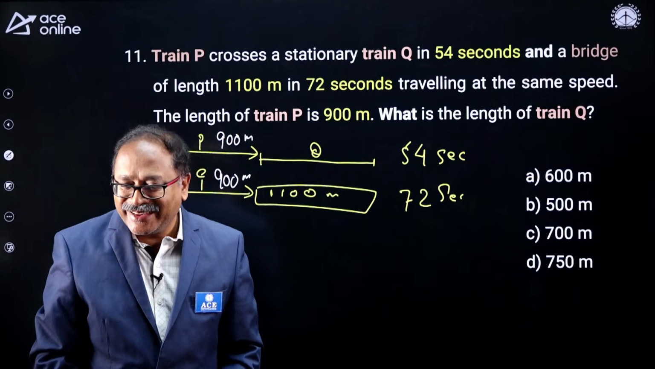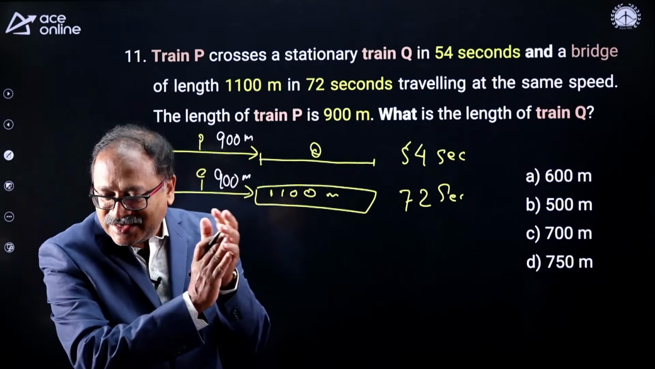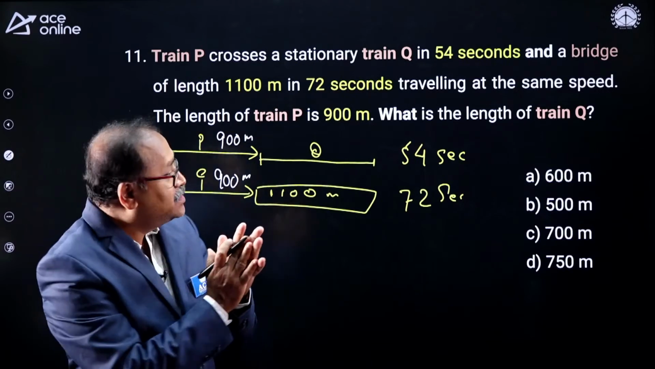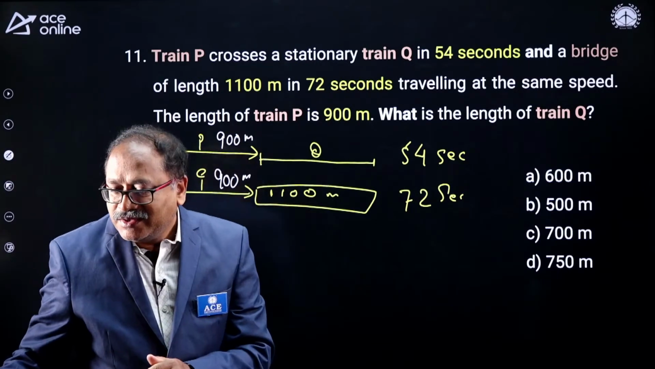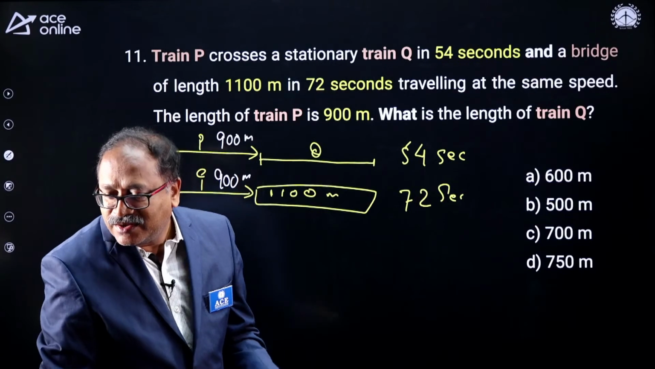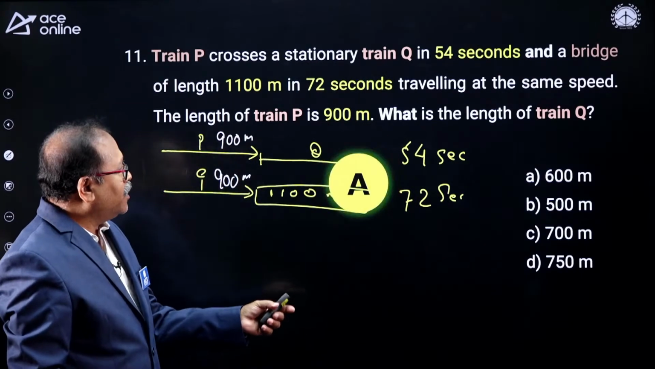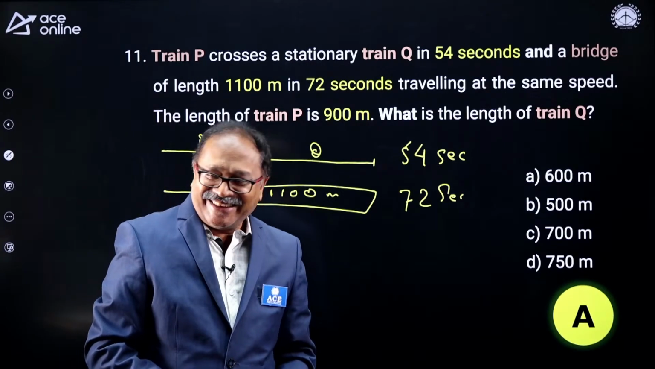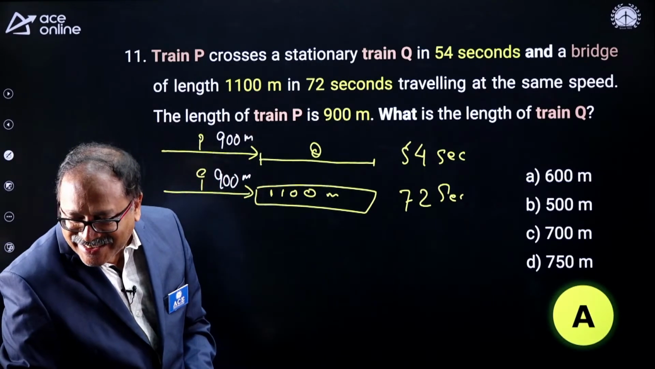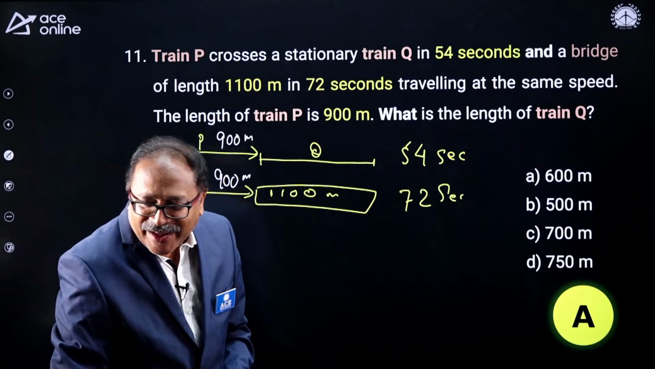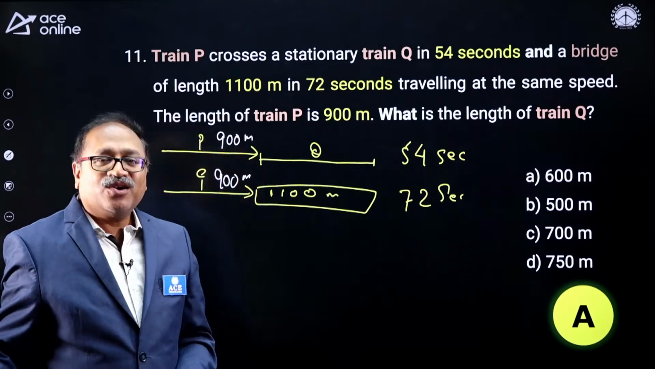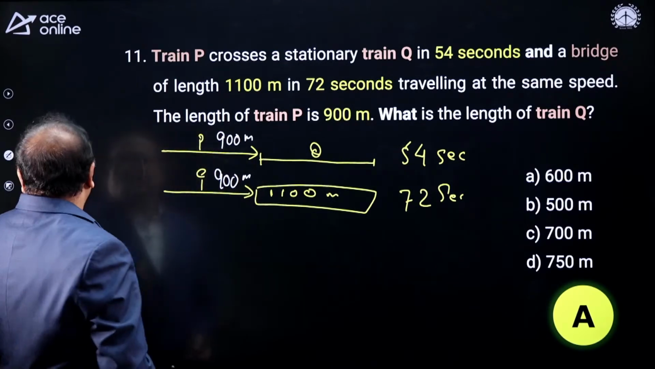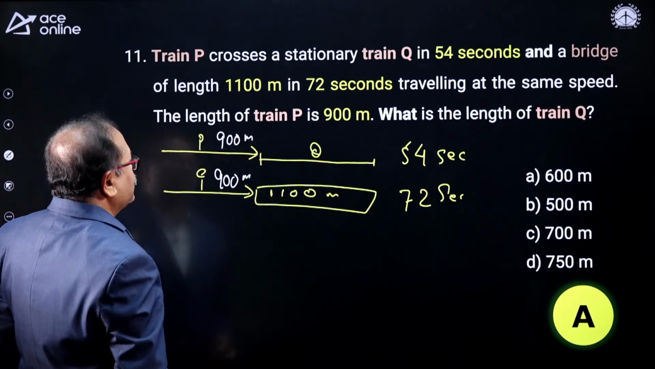Will you answer it, my friends? Come on, answer it, Jaya. 600 meters. Jaya, let me check your answer. Yes, option A, Jaya, is right. You are right, Jaya, that is 600 meters. That's great. How did you do it so fast? Well prepared. Well done.